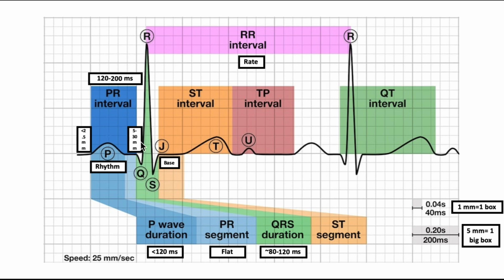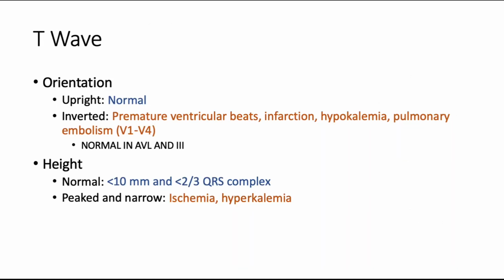So we've gone over a lot here, but we know that the QRS complex should be 80 to 120 milliseconds, and that the J point should really be flat at the base to help us determine, hey, is there anything else going on between the QRS and ST segments?